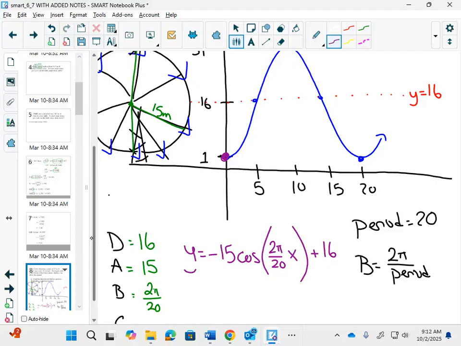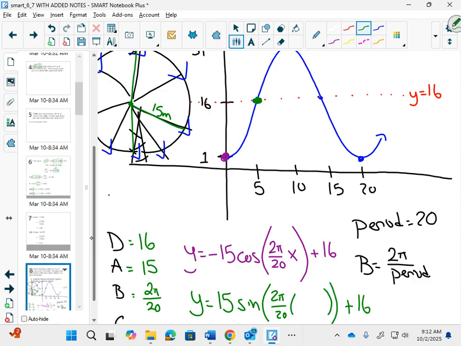Next, I'm going to pick this green point. That green point is in the middle, going up. Should I use sine or cosine for that? Middle going up would be sine. So middle going up would be a positive sine. So 15 sine 2 pi over 20.